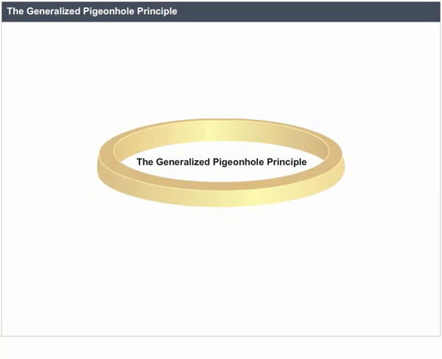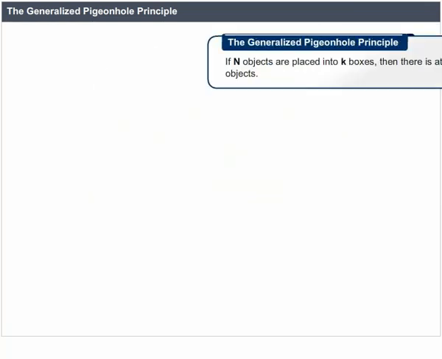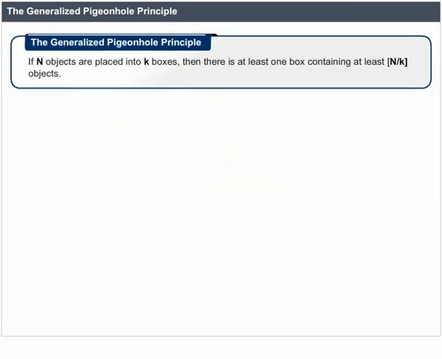The generalized pigeonhole principle. If n objects are placed into k boxes, then there is at least one box containing at least the ceiling of n/k objects.